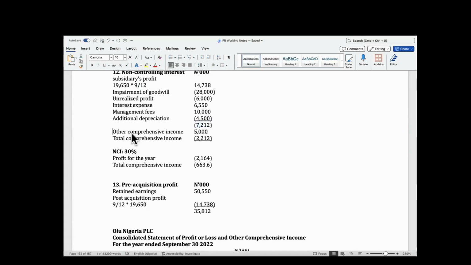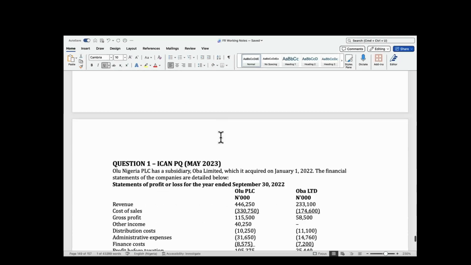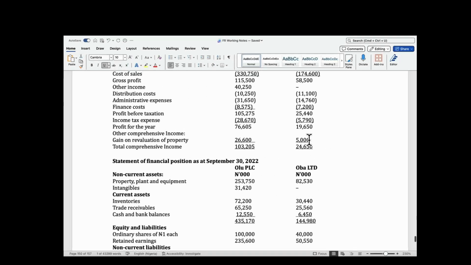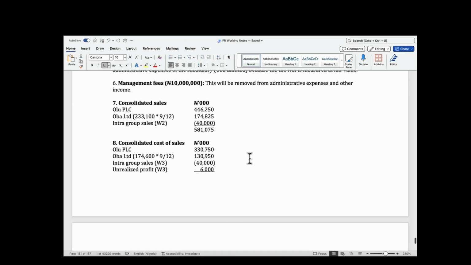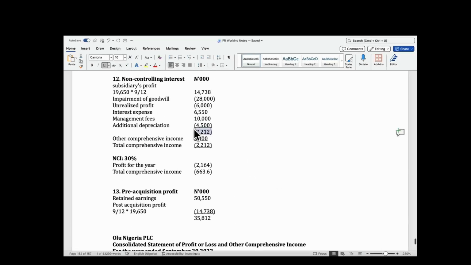since he does not only get a share of the profit, he also gets a share of the total comprehensive income, and it is that of the NCI he gets. So that's why I added this 5,000. Let me show you just from the question too. This 5,000, yeah, that's the other comprehensive income. So I just added it to whatever we got here. So the total comprehensive income, even though it's a loss, is now this.